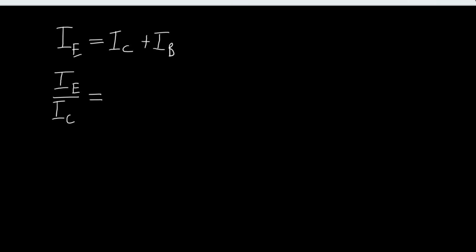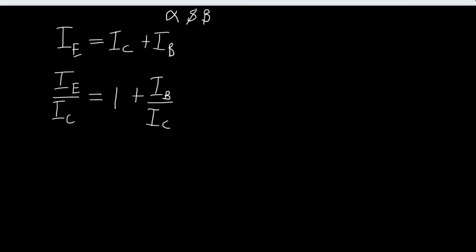IC over IC will definitely give us 1 plus IB over IC. Remember, what we are trying to get is the relationship between alpha and beta. How are they related to each other? If you have one, can you get the other? We're trying to derive the formula. That is what we're trying to do now.